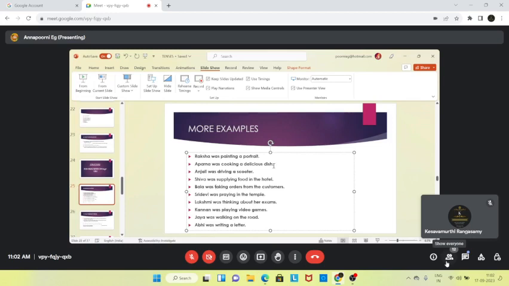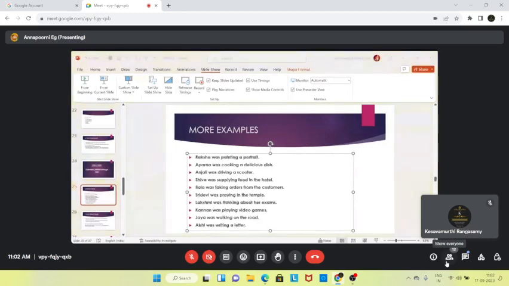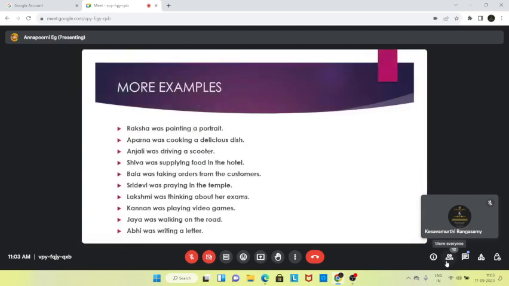Yeah. Next. Who is ready to read? Prema is not there in today's class. Is Prema there? Nisha, nobody is there today. What happened? Yes, Aradhana. Lakshmi was thinking about her exam. Lakshmi is subject, ma'am. Was thinking is verb, ma'am. About her exam is object, ma'am. Very good.